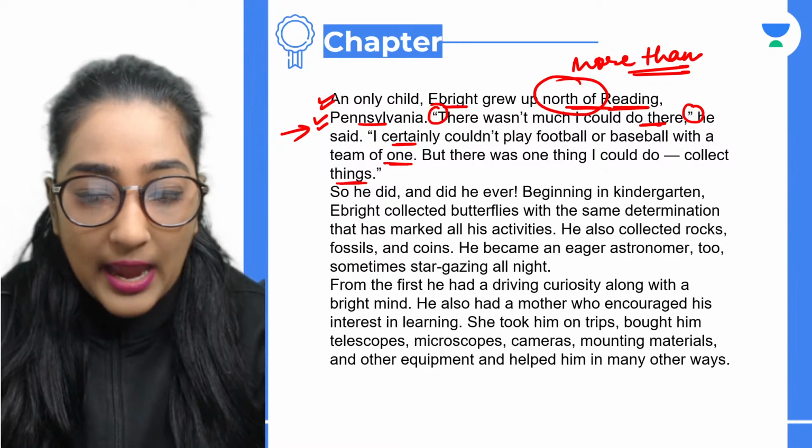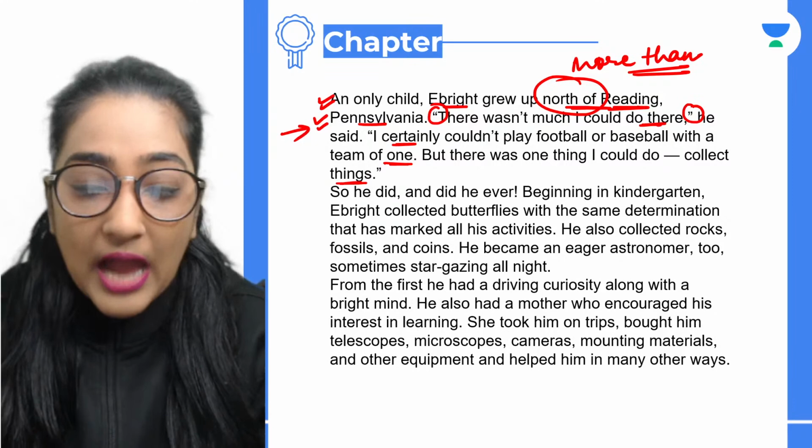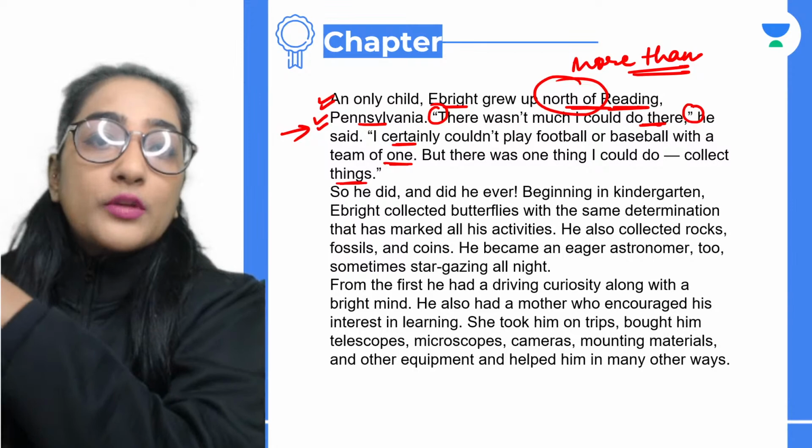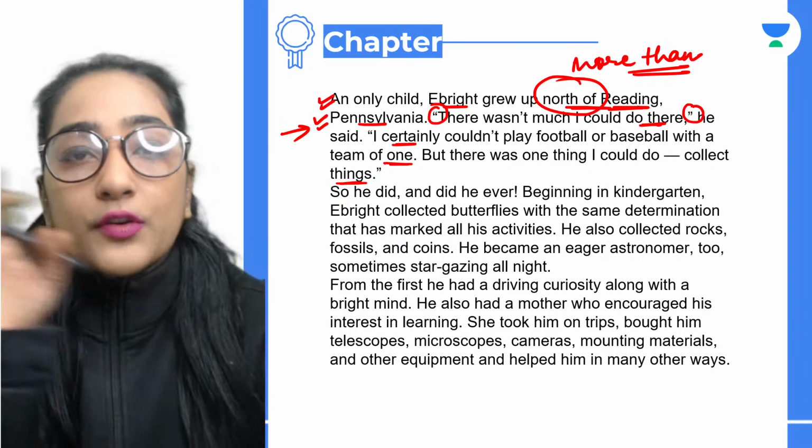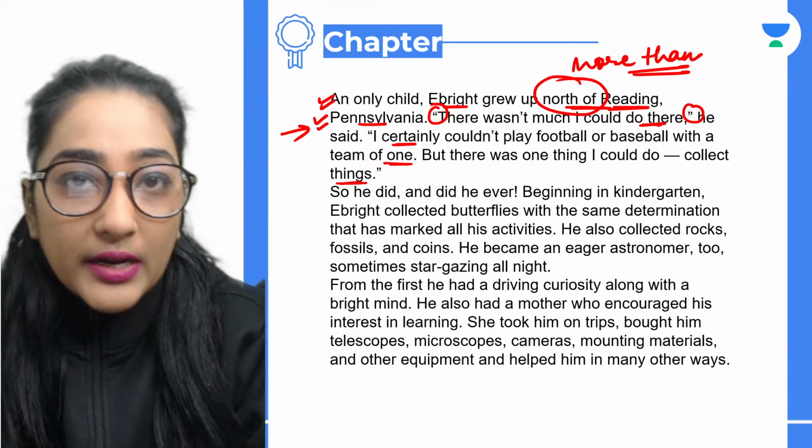And herein the actual literal meaning we are talking about, north of Reading, refers to one of the places, one of the directions. Is that clear, Shrey? North of Reading refers to one of the directions. Okay, that is what it means. This is just one of the ways.